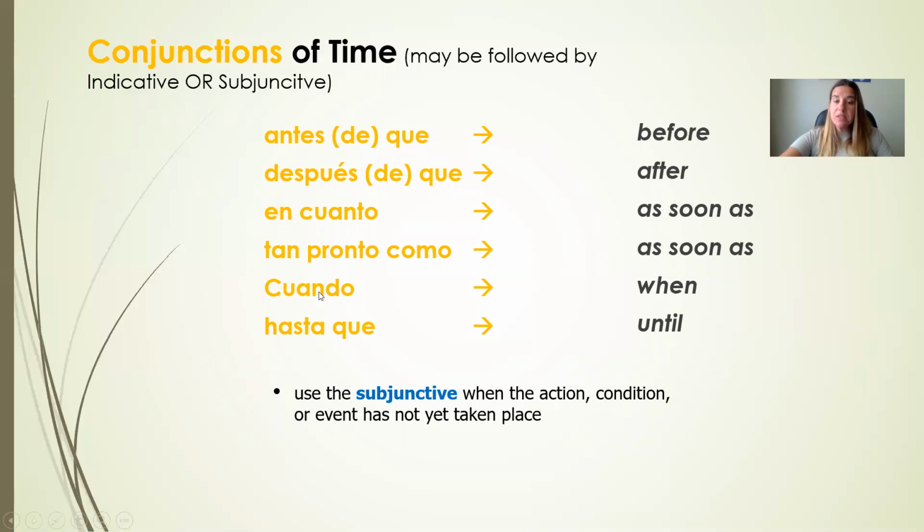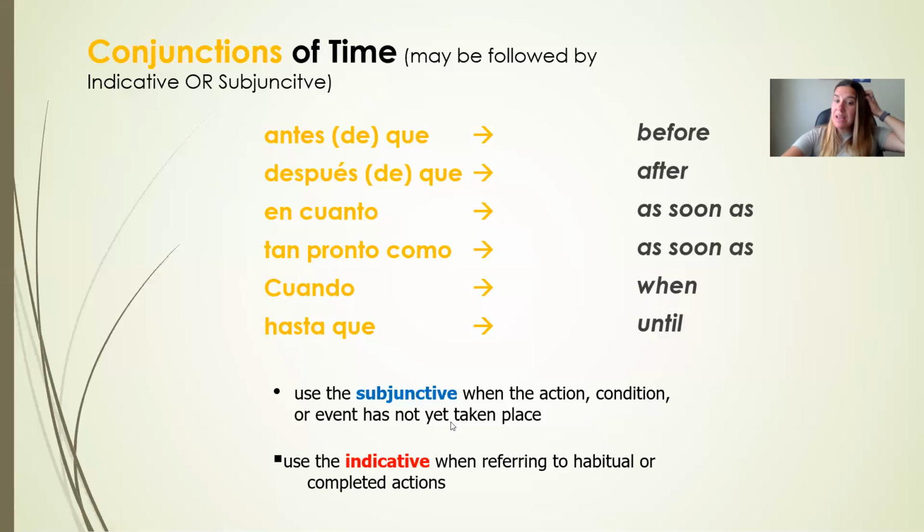We use the subjunctive when the action, condition, or event has not yet taken place. We use the indicative when the action, condition, or event has already happened, or if it's a habitual or completed action. It's a little easier to separate.